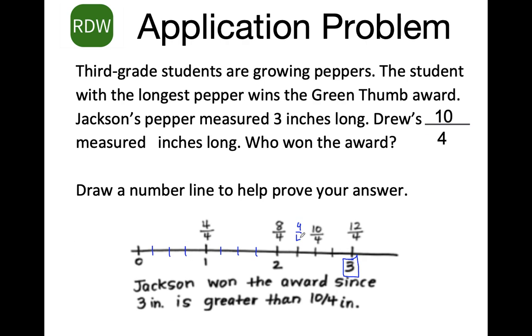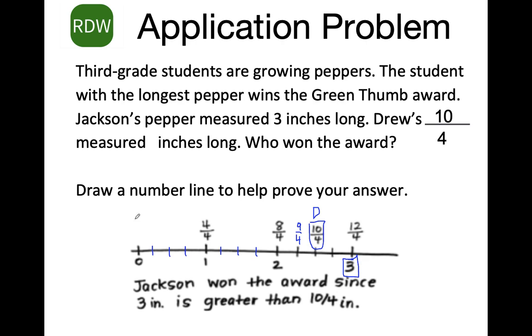And then we can see, close my 9 a little bit. We can see that 10/4, I'm going to box his, 10/4 is where Drew's was, okay? That's how much his pepper was. This is Drew's pepper, it is this long. And then Jackson's pepper is 3 full inches long, or 12/4 of an inch, or 12/4 inches.